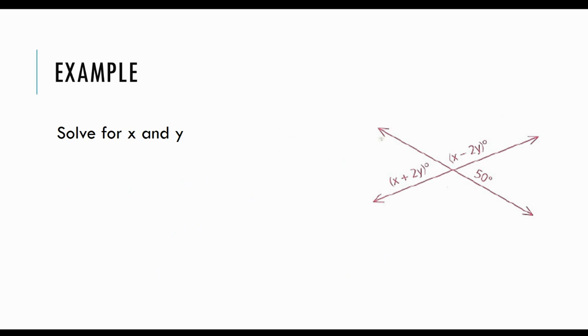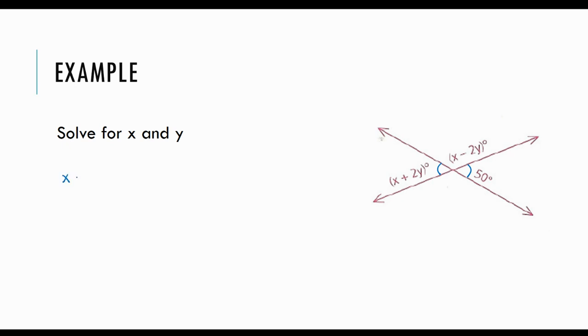All right, let's take a look at this example. So we're trying to solve for both x and y. So given this picture, we have to think about what we can assume from it. Notice that in this picture, I have some vertical angles, two of which, this angle and this angle, have something that represents that. So vertical angles are congruent.